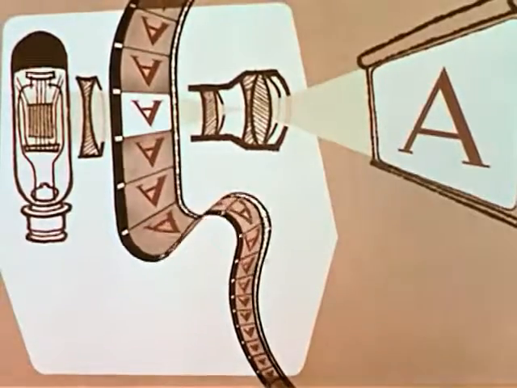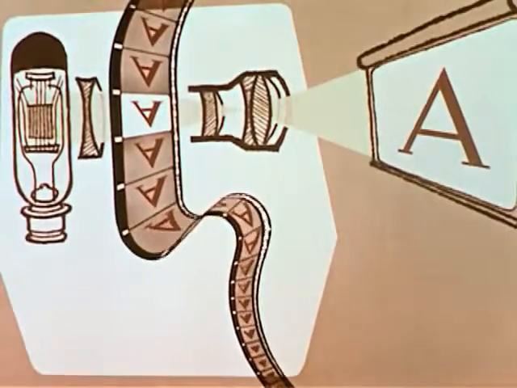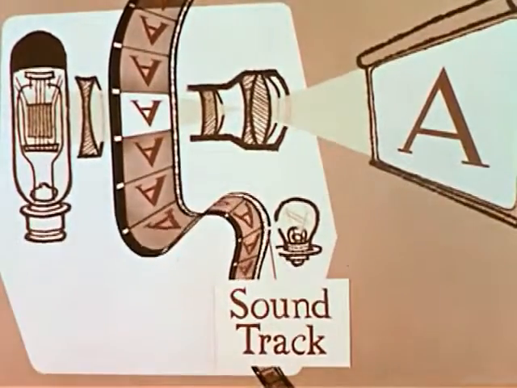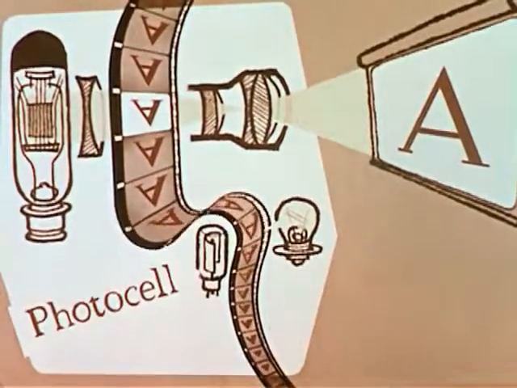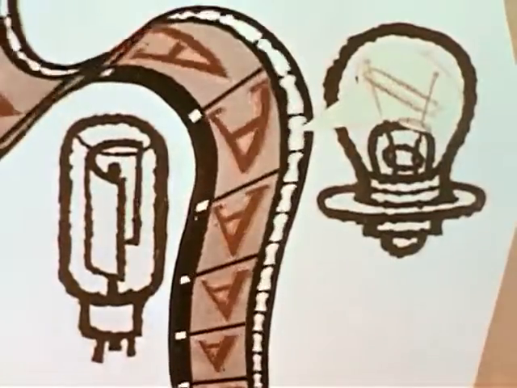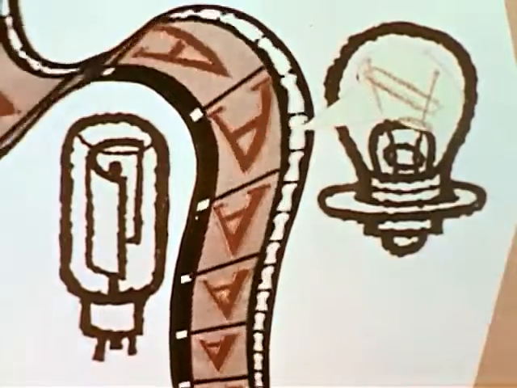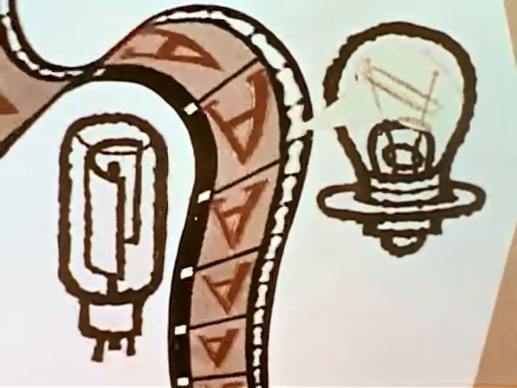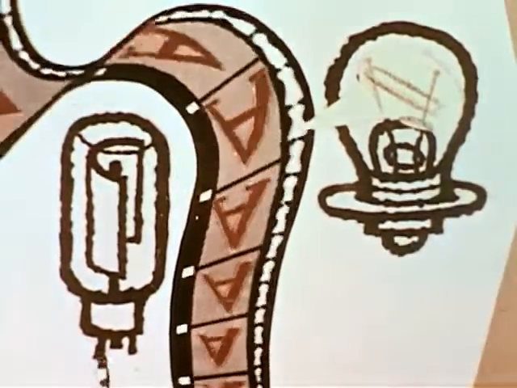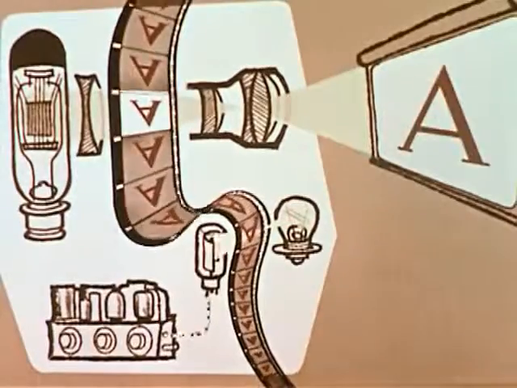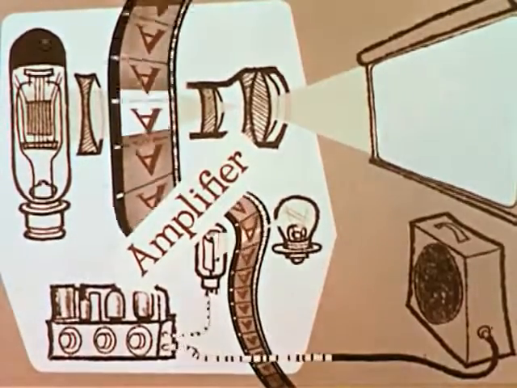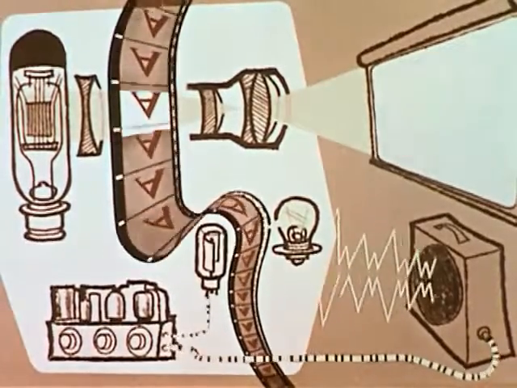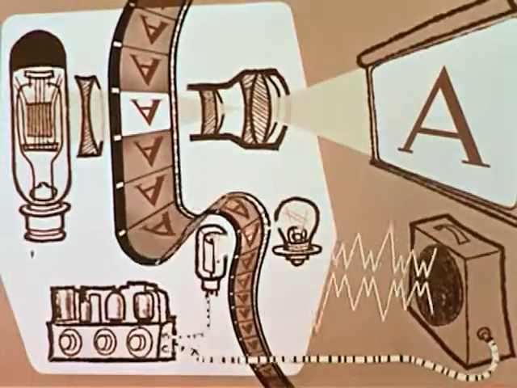Next, the film enters the sound section. Here, an exciter lamp passes light through the soundtrack area of the film. This light is received by the photocell. Sound waves, which have been recorded as variations of light and dark areas on this film, cause the light beam reaching the photocell to vary in brightness. When the film moves, the photocell produces electrical pulsations corresponding to the original sounds, which are then amplified and fed to the speaker. In contrast to the picture section, the film in the sound section must move smoothly and at a constant speed.